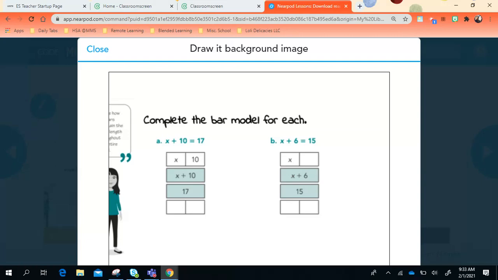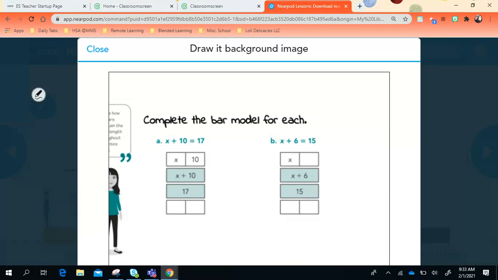So let's go ahead and look at A. It says x plus 10 equals 17. Well, they're starting with a really easy one, right? What plus 10 would give me 17?